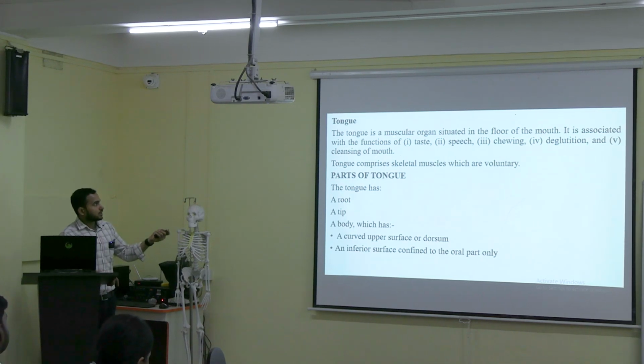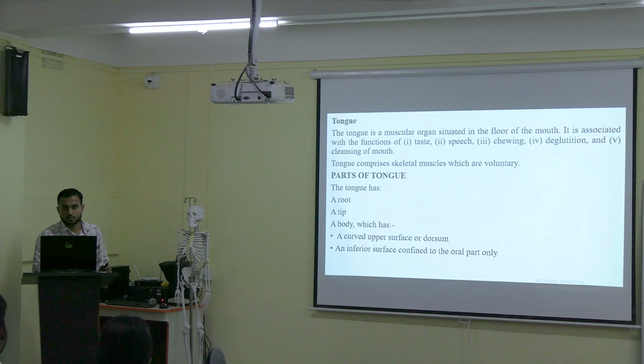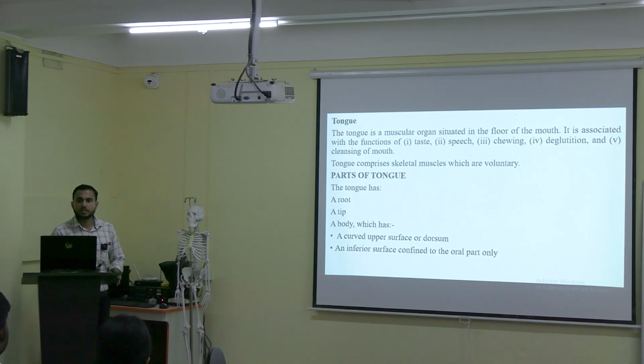So the tongue is a muscular organ situated in the floor of the mouth. It is associated with some important functions, for example taste, speech, chewing and deglutition. Along with that it also helps in cleansing the mouth. What is deglutition? Yes, swallowing. From now onwards we don't call it swallowing, we call it deglutition. Swallowing is the layman term. The medical term is deglutition. There are 3 stages of deglutition.